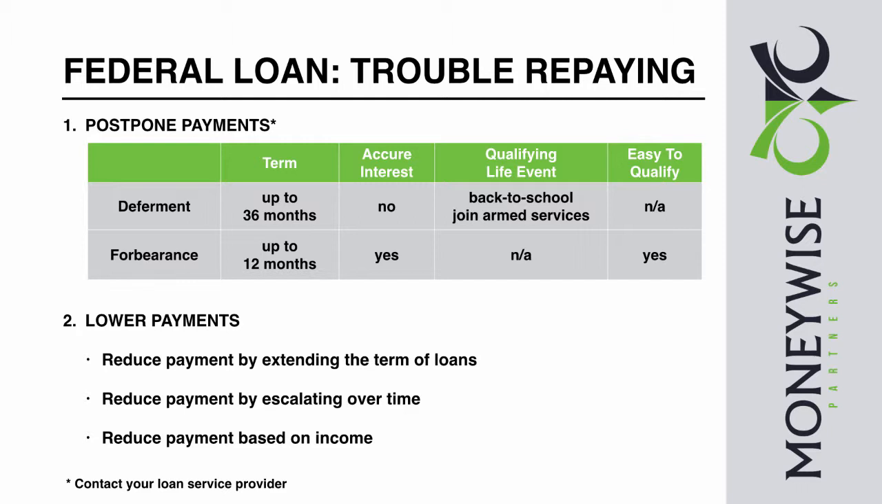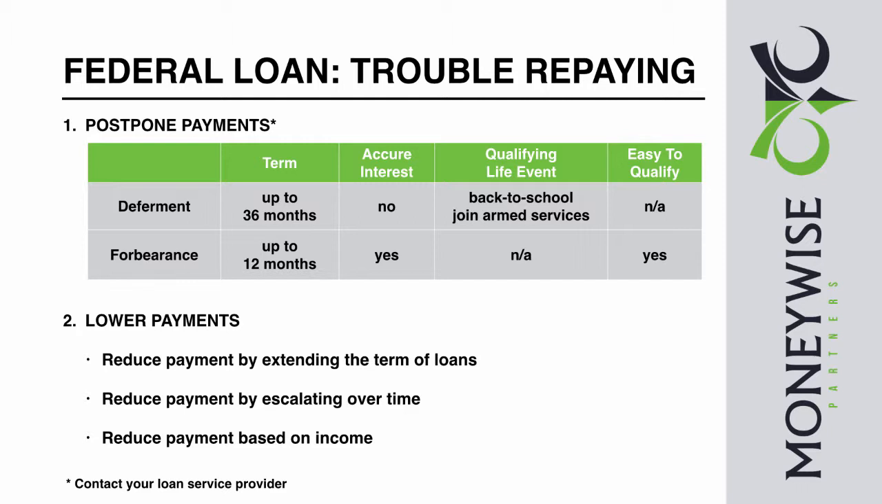If you'd like to postpone your payments altogether, you can opt for two choices: a deferment, which allows you 3 years of no payment, no interest accrued, and it's usually for people who are going back to school or joining the armed services. Or you can opt for forbearance, which gives you a year of no payments, but interest does accrue.